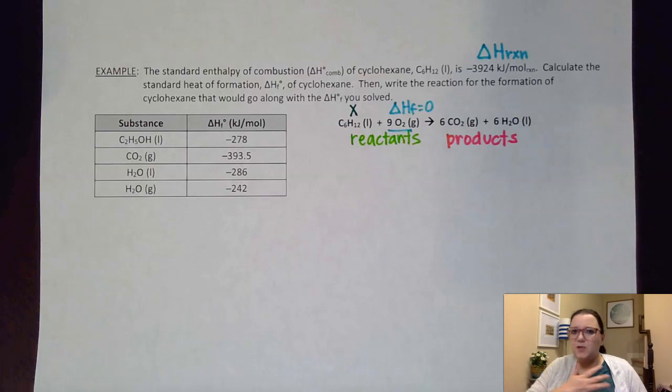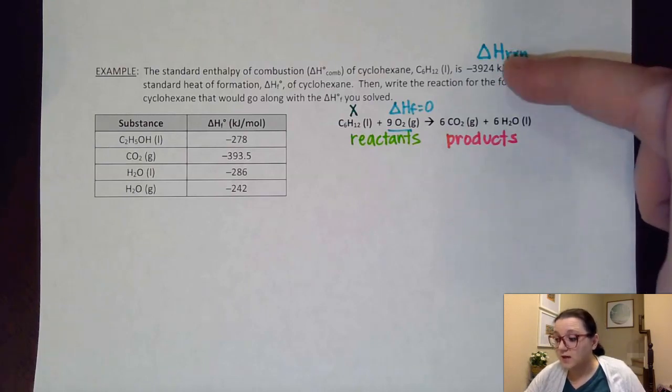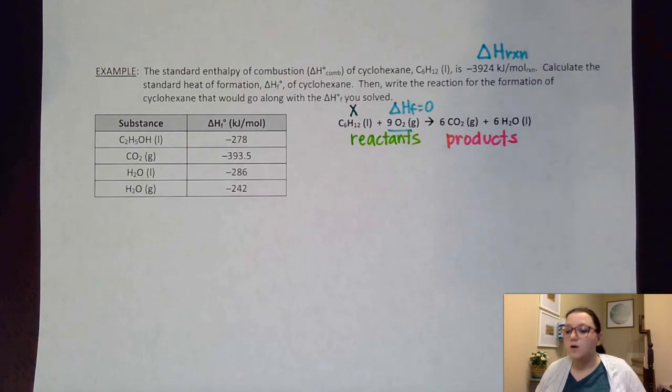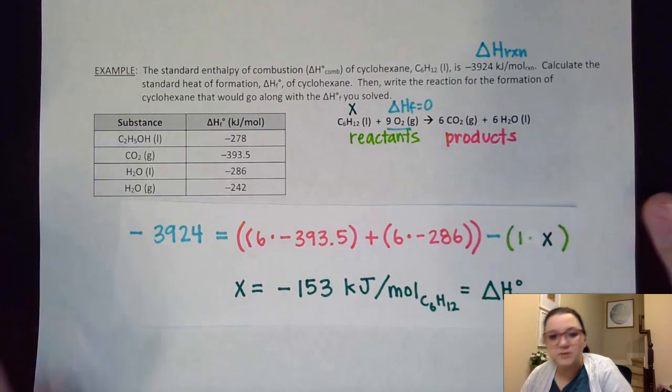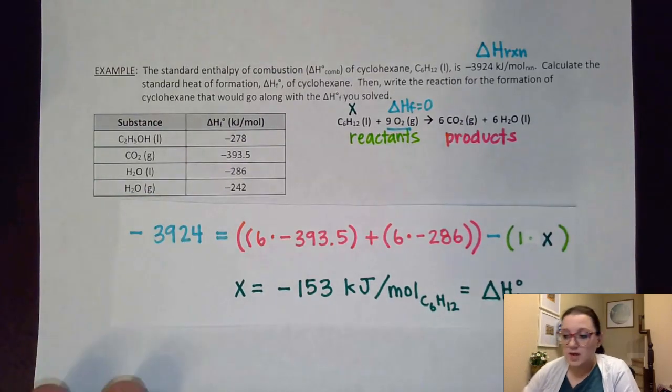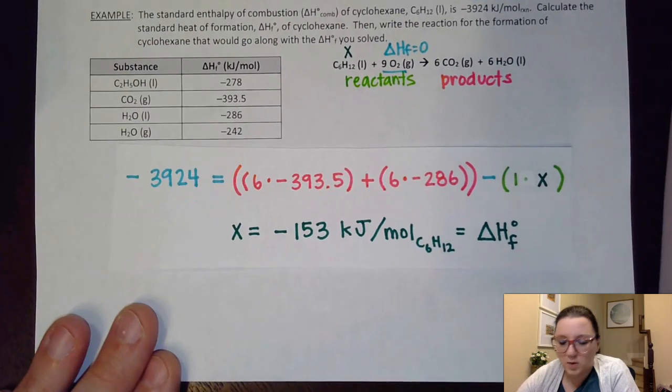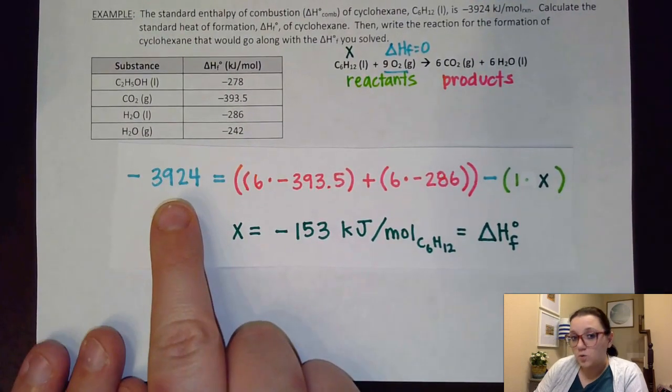So what I'm going to do is plug in everything I know, except now I'm going to plug in this value, that negative 3,924, for the delta H of the overall reaction. And when I plug everything in, I end up with something that looks like this. So again, it's that same heat of formation equation. This time though, I know the total.